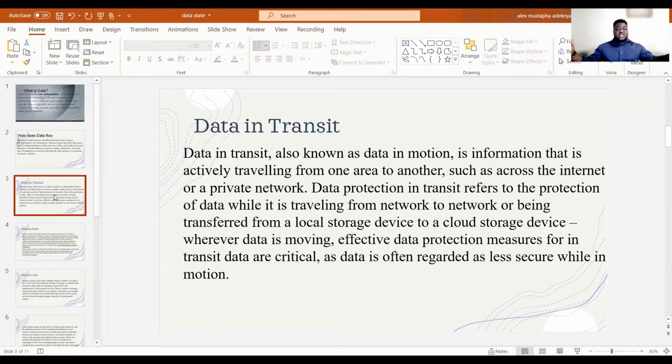And while this data is in motion, it's just like traveling from Arizona down to New Jersey. That is a journey, that is a transit. You have to be secured in the transit. In case of any accident, you have to be insured. That is what data in transit is, and it is important to have data protection while you're using data in transit, so that it's going to block any outsider from hijacking your data while it's in transit.